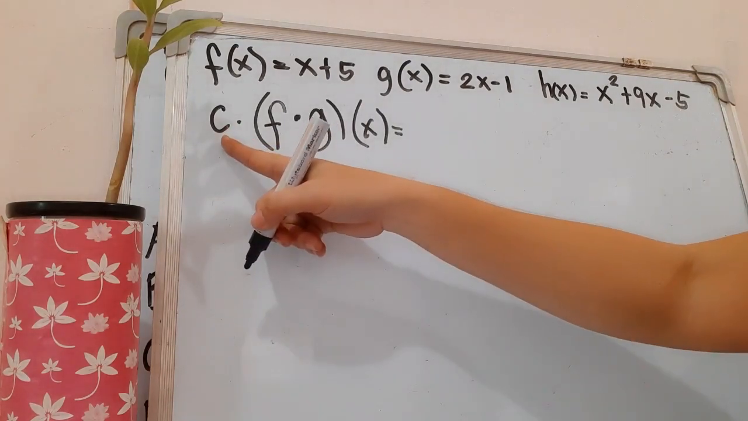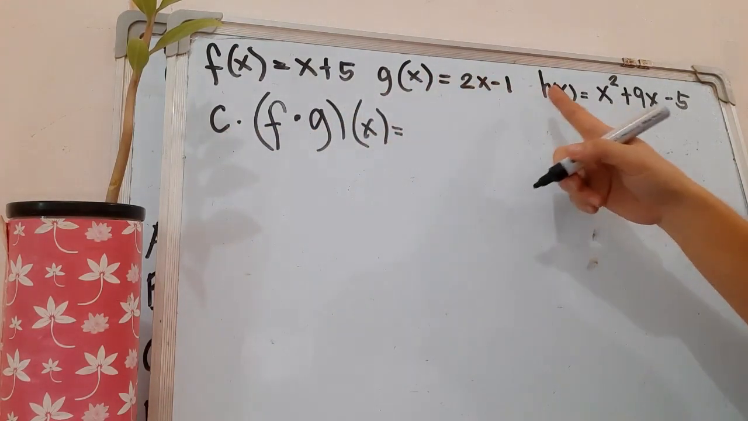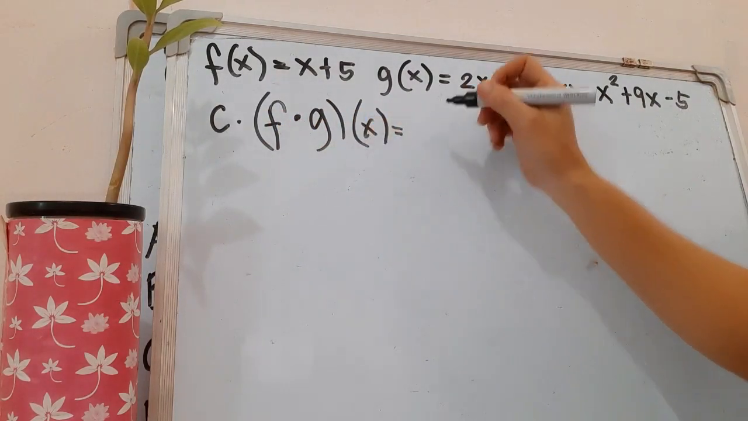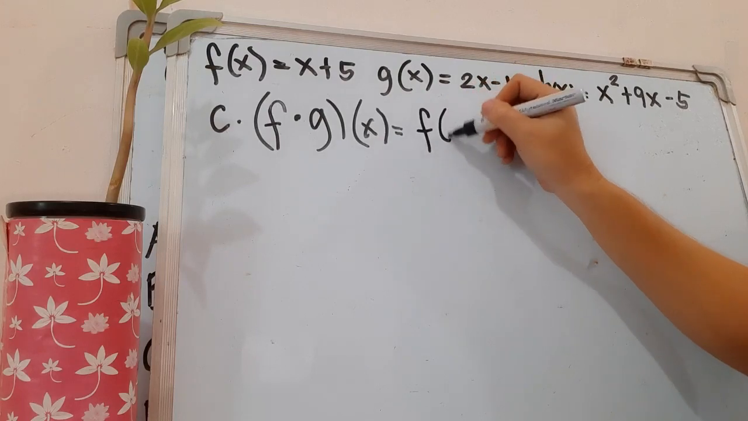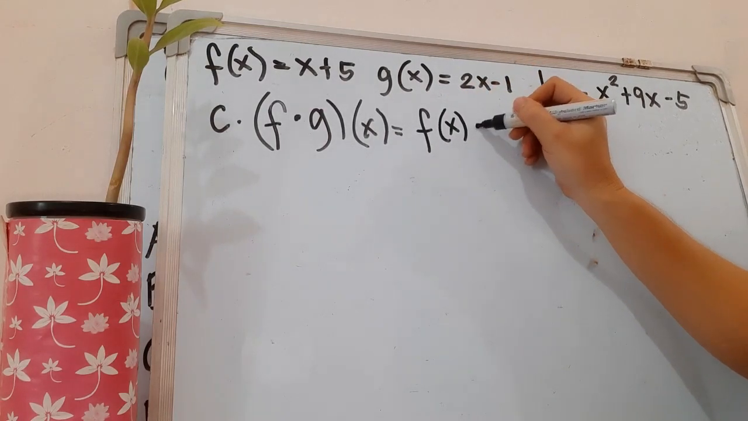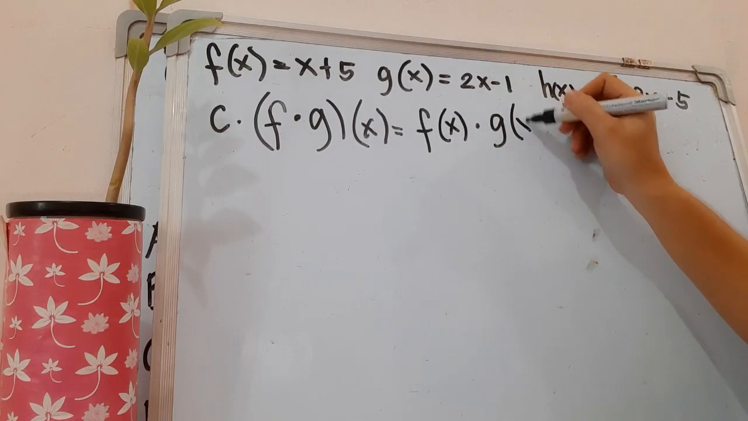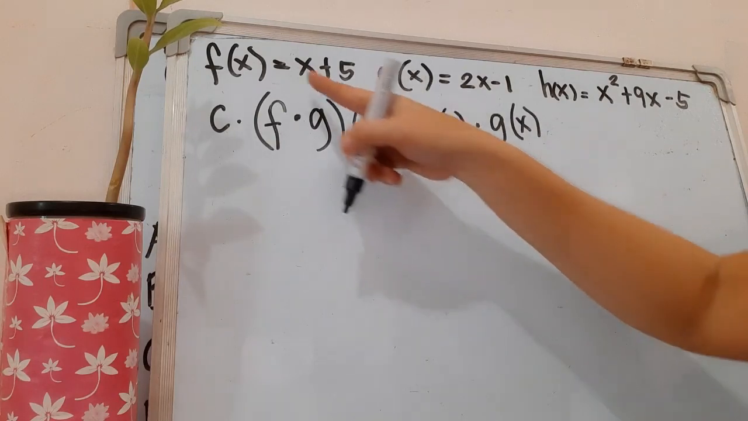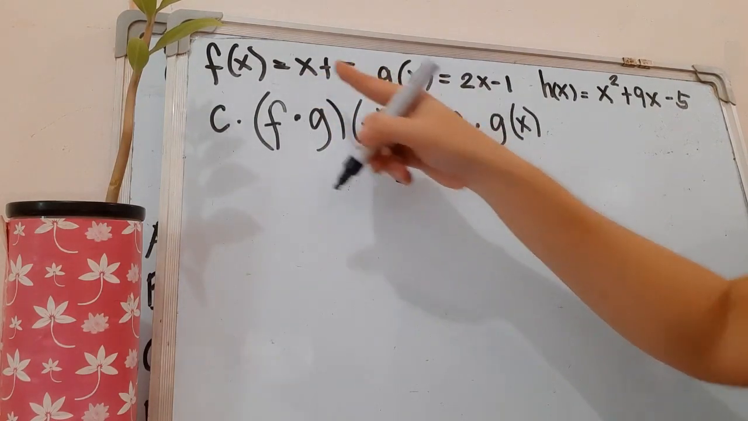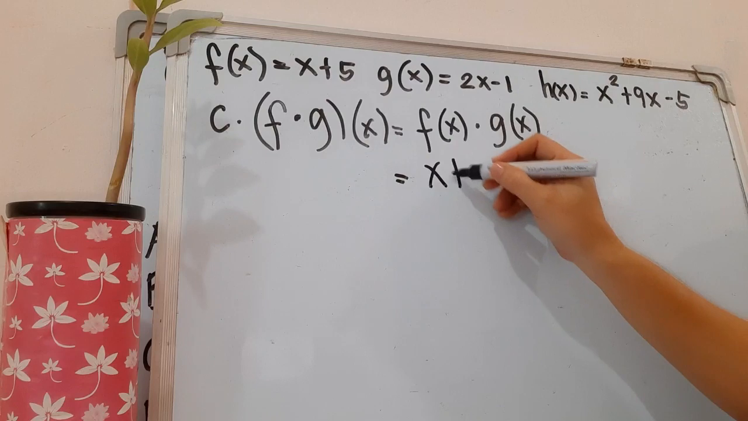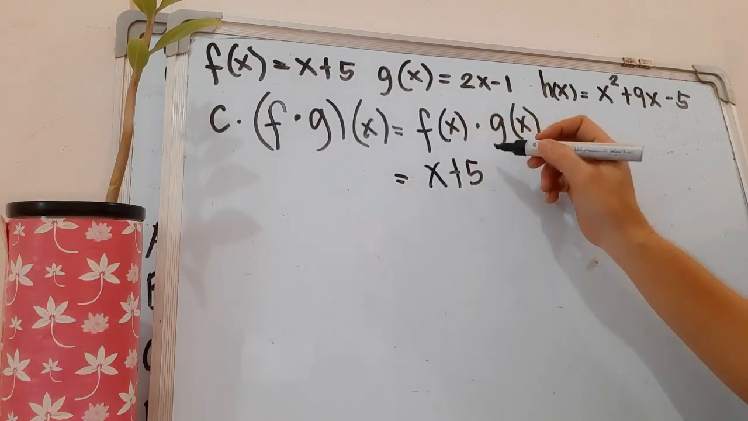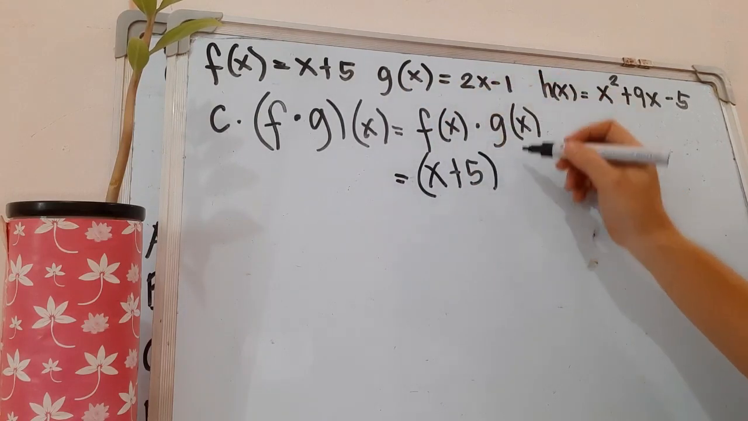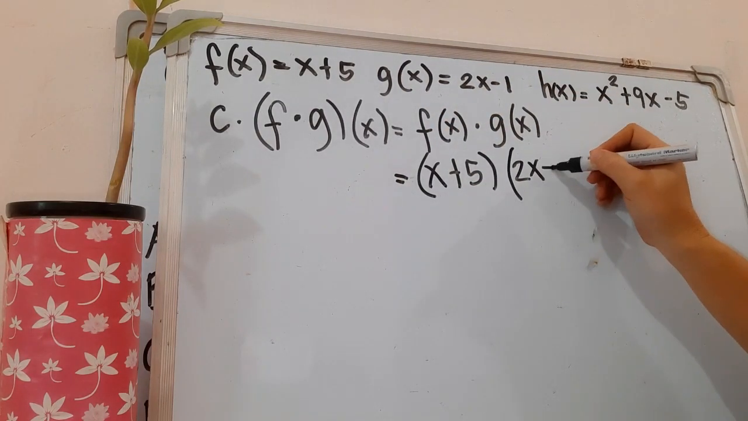Next, letter C. For letter C, we are going to get the product of the two functions. So if we have the quantity f times g of x, this will become f of x times g of x. Substituting the value of f of x again, we have x plus 5, the value of f of x, times the second function, which is 2x minus 1.